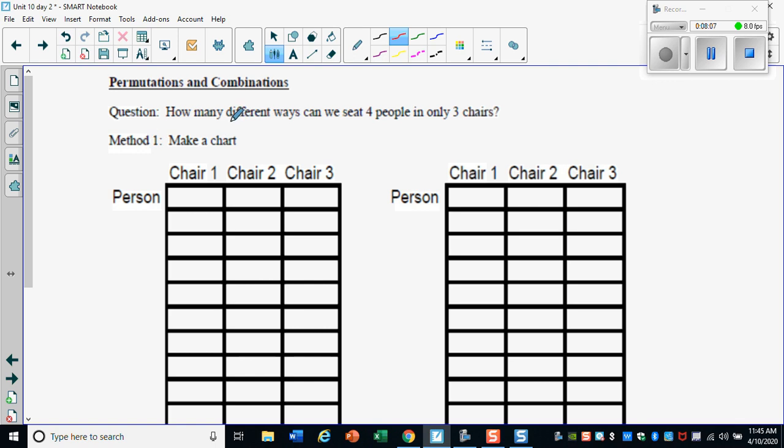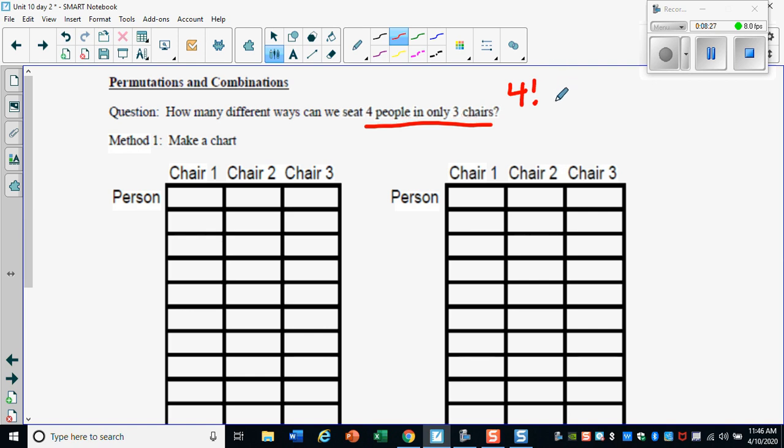Now, let's just take a minute and look at the next question. The next question says, how many ways can we seat 4 people in only 3 chairs? Okay, so how can we seat 4 people in only 3 chairs? Now, this is different than 4 factorial. Why is this different than 4 factorial?